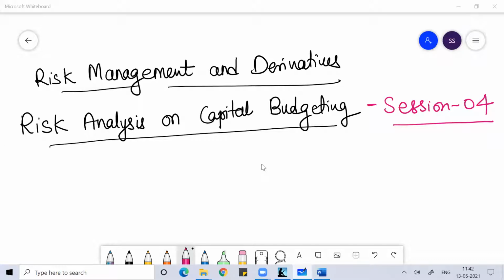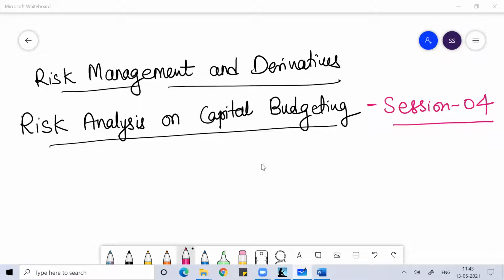So welcome everyone to the class on risk management and derivatives, which is one of the most difficult subjects for finance specialization students. In that we are doing chapter number 1, and the chapter is risk analysis on capital budgeting. Already we have discussed a lot about capital budgeting. Now we are only focusing on the risk parameters in capital budgeting.